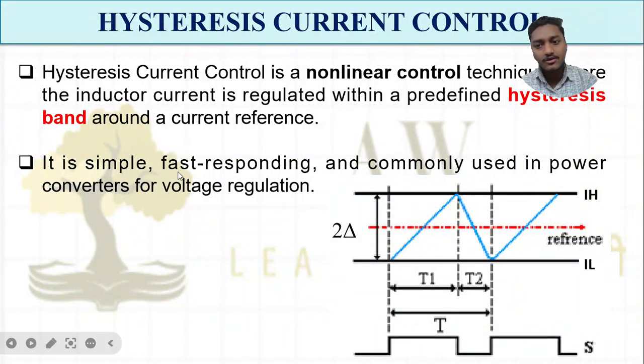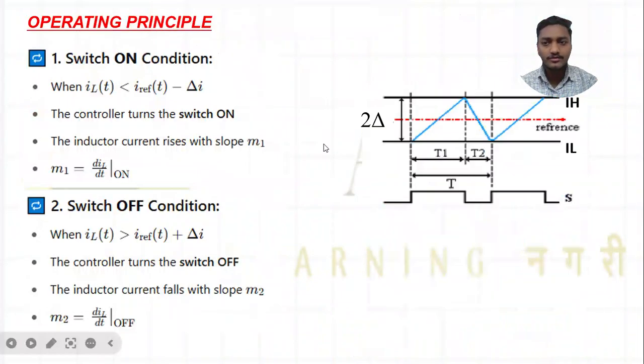Again, it is very simple, fast responding and commonly used in power converters for voltage regulation. So these basic things we know. Now we will move forward. What is the operating principle? We have learned it for the voltage hysteresis control. The same kind of operating principle is there for current hysteresis control as well.